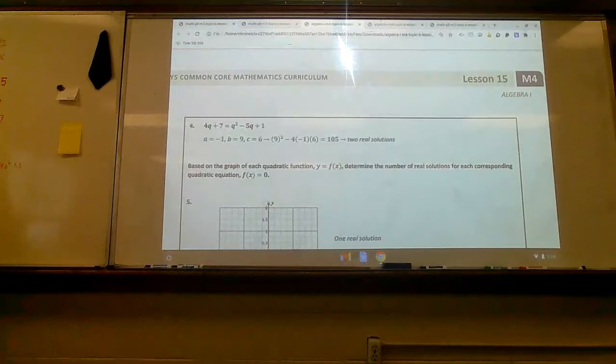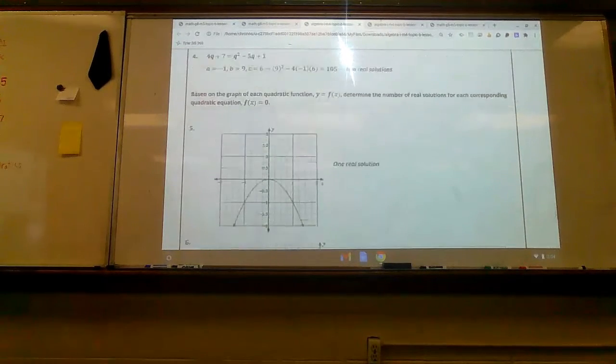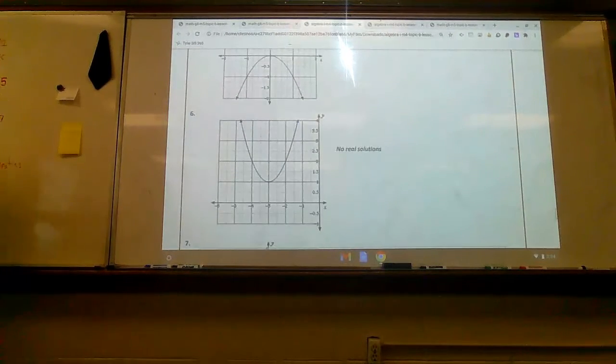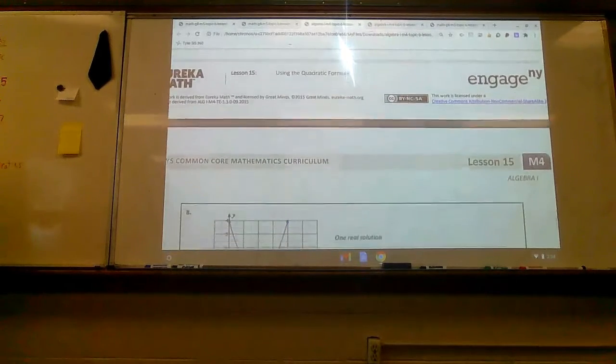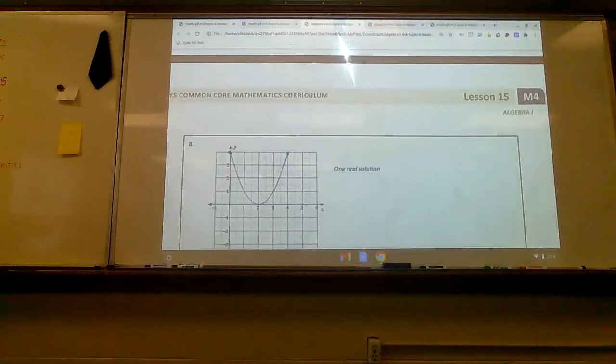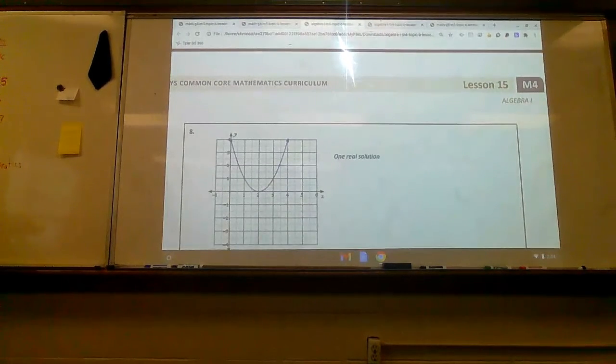Number 4, 2 real solutions once again. Questions on 1 through 4. 5, 1 solution, 2 or 6, no solutions. 7, 2, and 8 should be 1, I believe. Yeah, let me memorize these. Questions, concerns, problems?